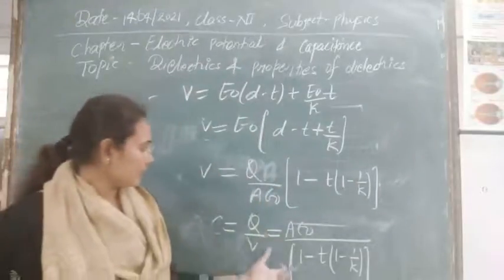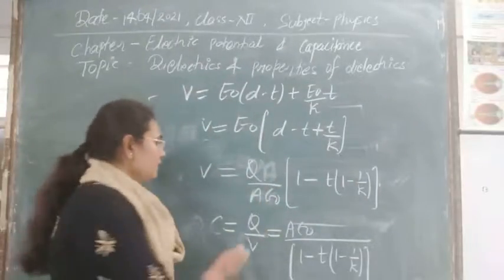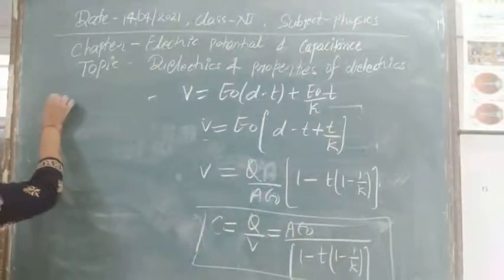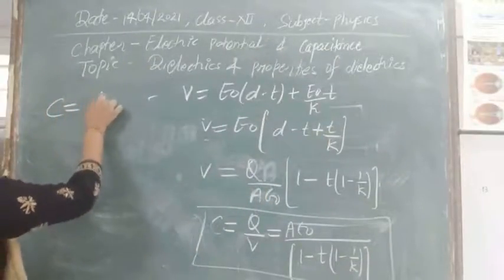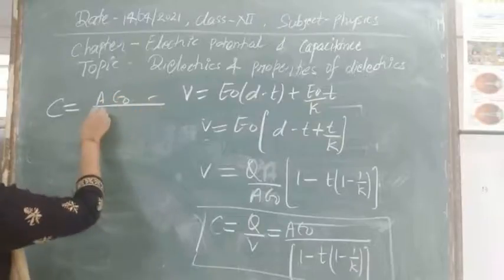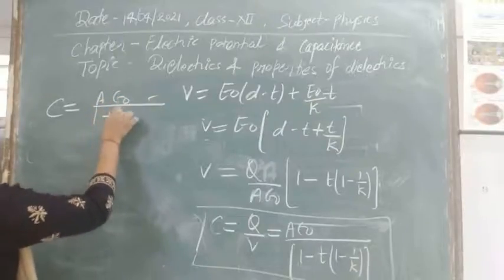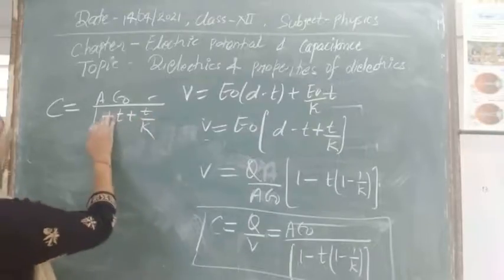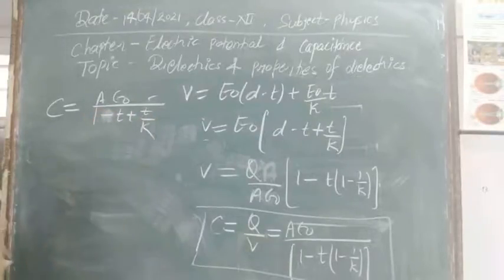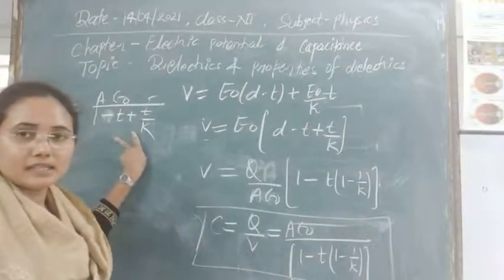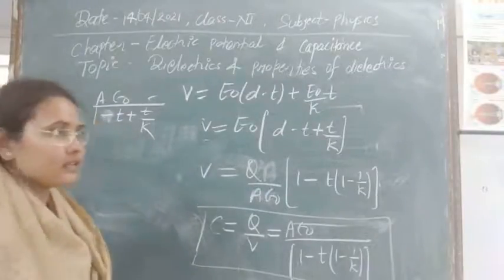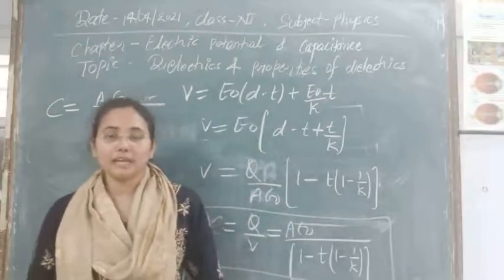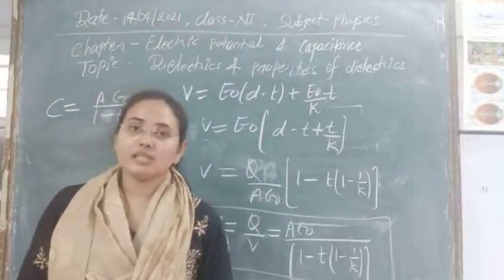So this is the final value of the capacitance due to the presence of a dielectric slab, or in simple terms we can write C is equal to A epsilon 0 upon D minus T plus T by K. I'm sorry, this will be minus T. So from this we can see that due to the presence of an external dielectric slab, an external medium between the plates of the capacitor, the capacity changed.